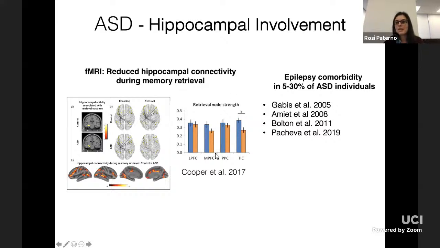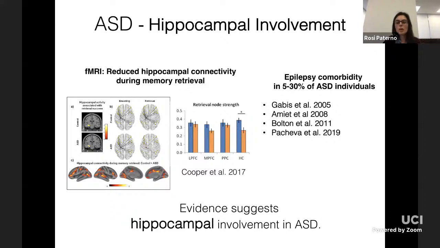Not only is the memory system involved, but also in these subjects, 5 to 30% have epilepsy as a comorbidity. So all this evidence together suggests hippocampal involvement in autism spectrum disorder. The question is, what is the mechanism, how is the circuit involved, and how does it change from the normal condition?